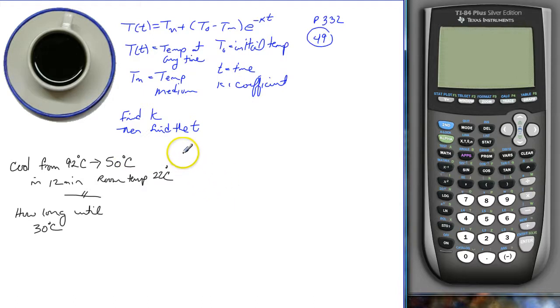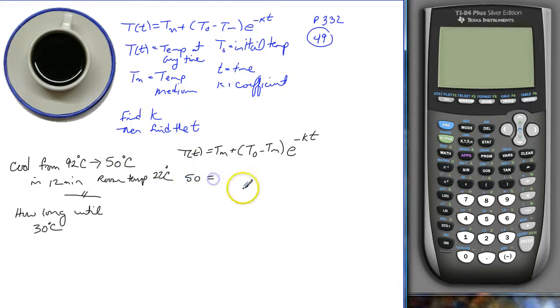The first part is we're going to use our formula. So we got this whole formula here. I'm just going to rewrite the formula. T of t equals temperature of the medium plus parentheses temperature initial minus temperature of the medium, e to the negative coefficient times time. So we're going to plug in all our information here. For this first part, the temperature at the end of the time is the 50 degrees. So that's going to go here.